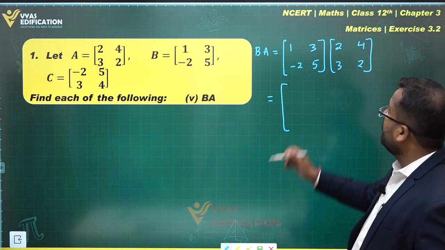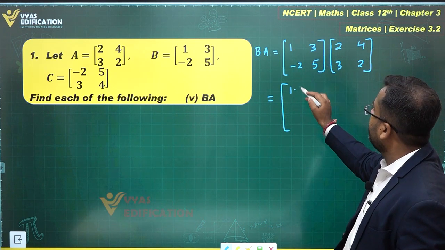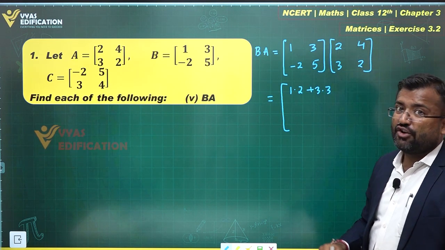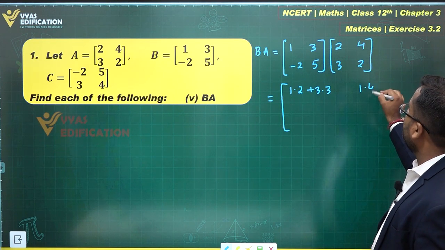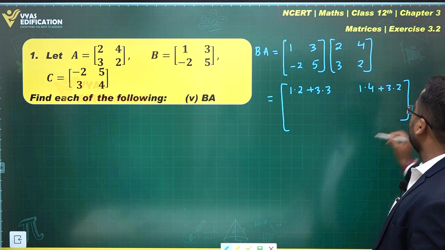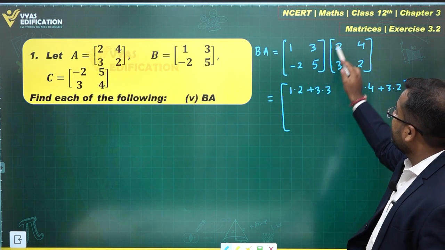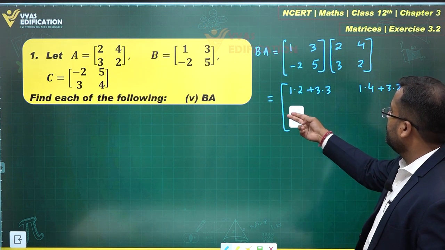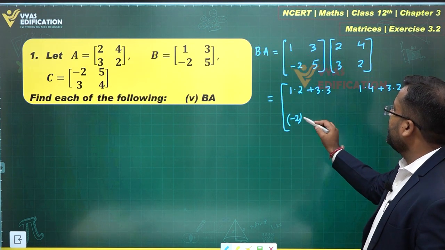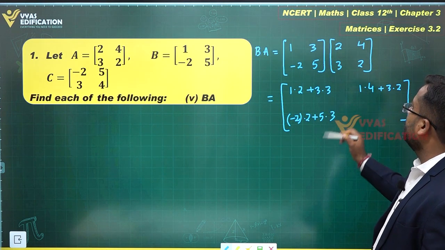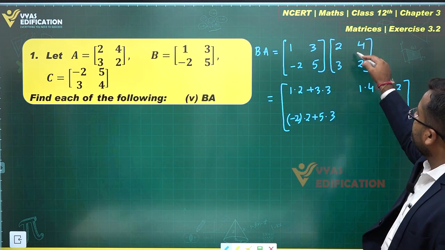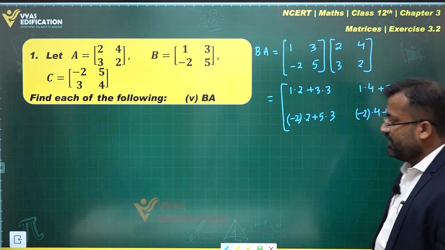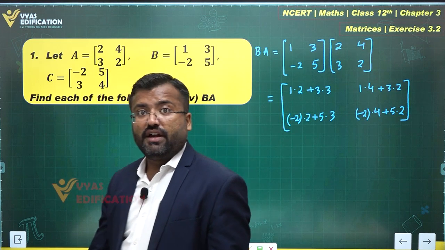Let's multiply the first row, first column to obtain this element: 1 times 2 plus 3 times 3. Then we multiply the first row and the second column. We get 1 times 4 plus 3 times 2. Let's multiply second row, first column: minus 2 times 2 plus 5 times 3. And here what you get is second row, second column, which is minus 2 times 4 plus 5 times 2. This is what you get, right?